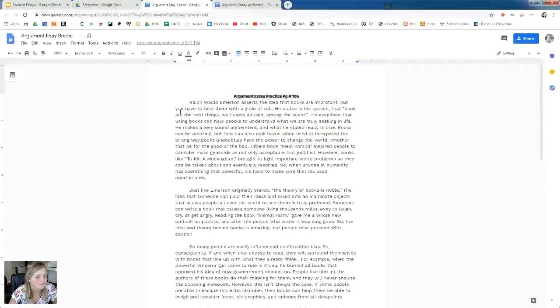Like Emerson originally stated, the sanctity of books is noble. The idea that someone can pour their ideas and soul into an inanimate object that allows people all over the world to see them is truly profound. Someone can write a book that causes someone living thousands of miles away to laugh, cry, or get angry. Reading the book Animal Farm gave a whole new outlook on politics, even after the person who wrote it was long gone. So the theory behind books is amazing, but people must proceed with caution.